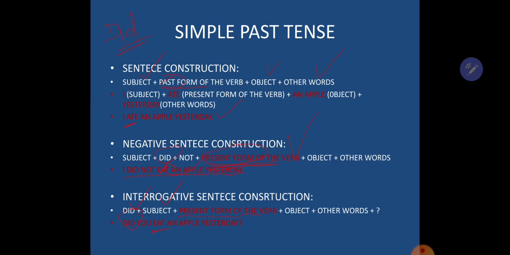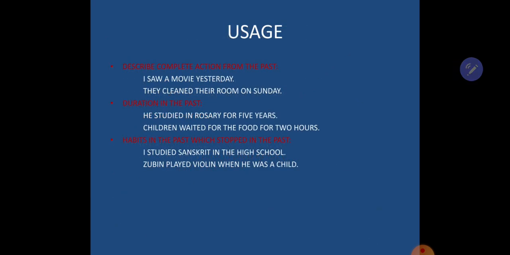Now, where do we use simple past tense? It's very simple. I saw a movie yesterday. It describes a complete action from the past, something which has already happened. They cleaned their room on Sunday. Duration in the past, something which happened in the past and finished in the past, like he studied in Rosary for 5 years. Children waited for the food for 2 hours. So this can be conveyed in simple past tense.